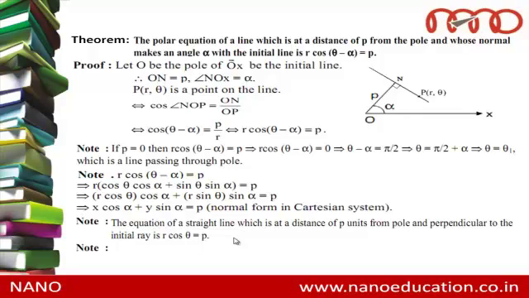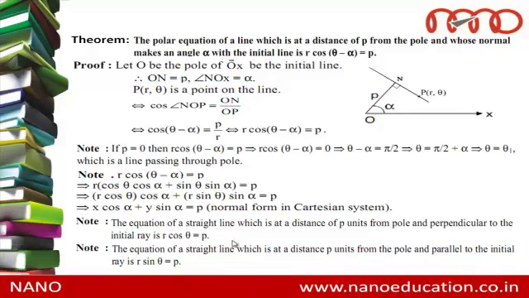Another important point to be noted. The equation of a straight line which is at a perpendicular distance of p units from the pole and parallel to the initial ray. When the line is parallel to the initial ray, the perpendicular dropped will be normal to the initial ray. So the perpendicular will be making an angle pi by 2. Alpha will be pi by 2. So substituting alpha equal to pi by 2, you get r sin theta is equal to p.